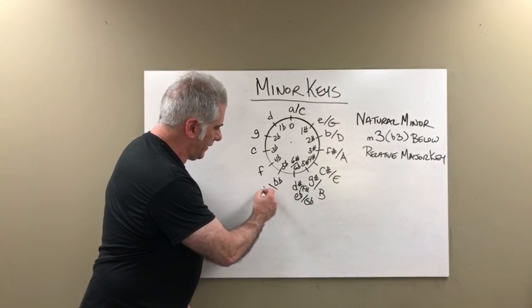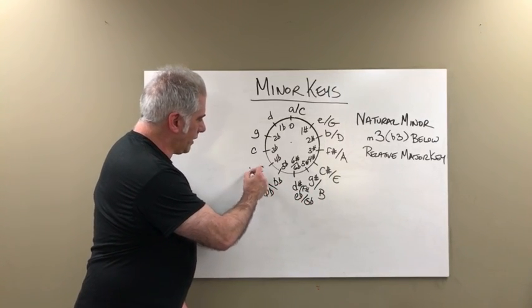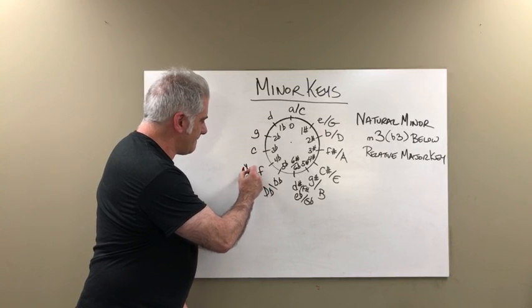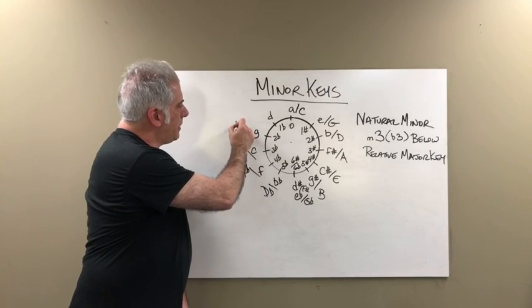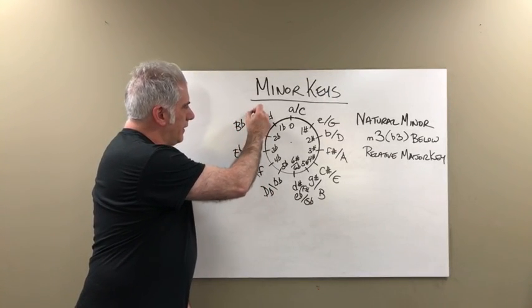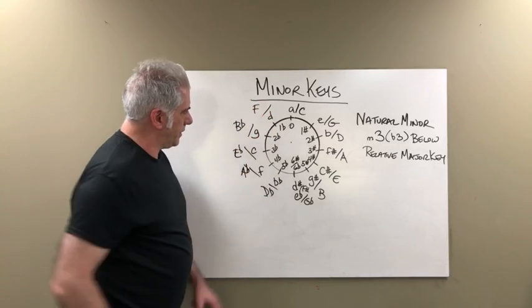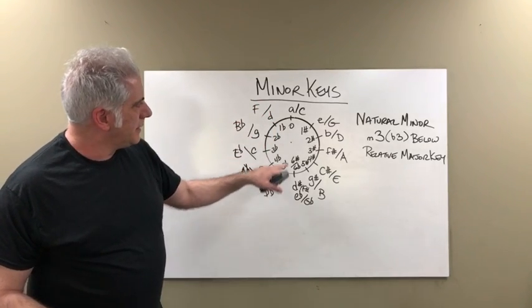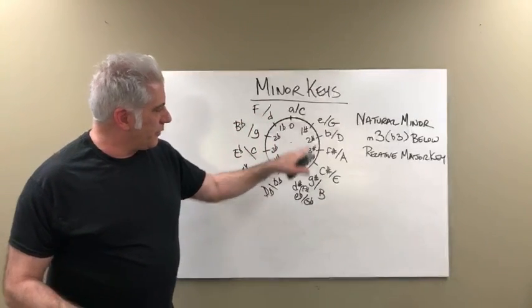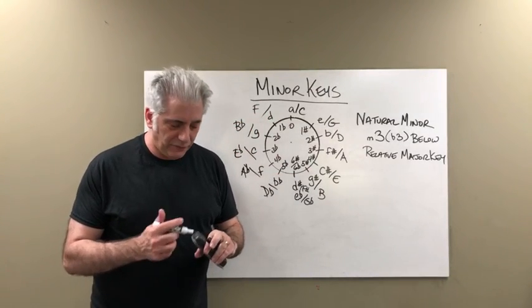Where should I put it? On this side maybe? Here we have A flat and F minor. Here we have E flat and C minor. Here we have B flat and G minor. And there we have F major and D minor. Okay, so these are your relative majors and these are your relative minors. But they have the same amount of sharps and flats.